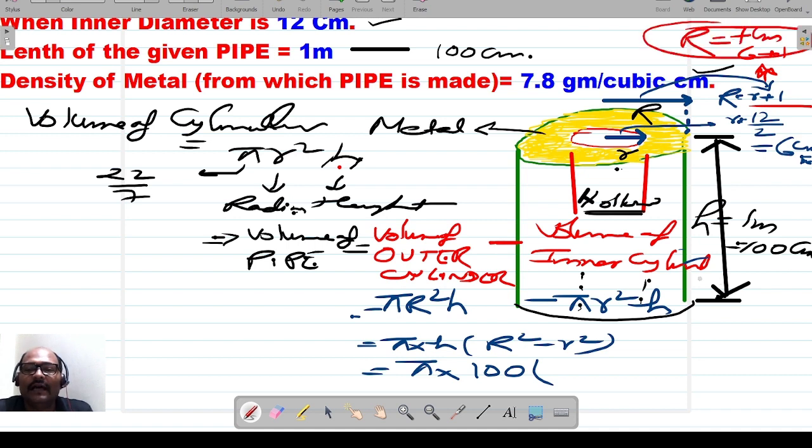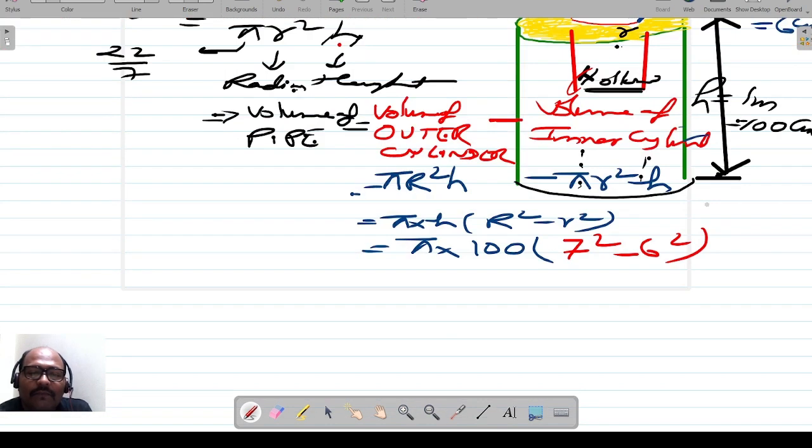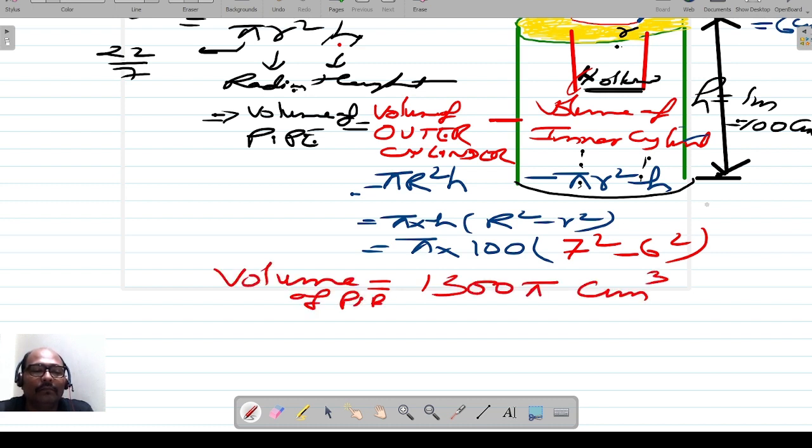So we'll write over here that capital R is 7 centimeter. So it will be 7 square minus small r, small r is 6, so this will be 6 square. Whatever be the value, we'll calculate it: 49 minus 36, that will be 13. So this will be equal to 1300 pi centimeter cube. This is the volume of pipe of length 100 centimeter. Okay, so this is our answer for the volume.